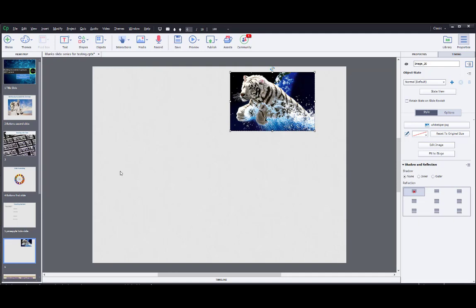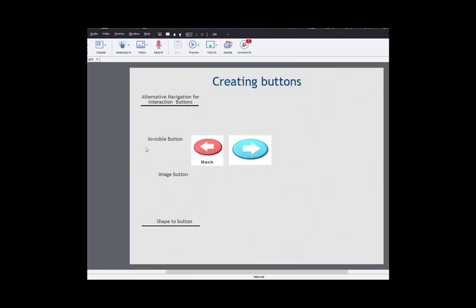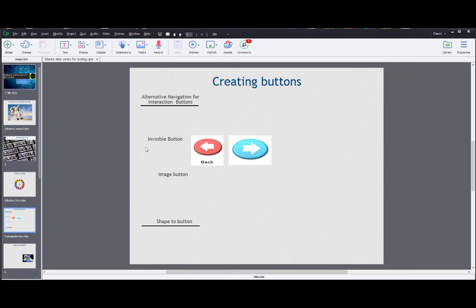Next, we're going to talk about buttons and how to make buttons accessible. Button accessibility. In Captivate 2017, you can create buttons that can add extra interaction within your slide presentation. Let's look at the basic creation of a button. You come to Interactions, click on Button. A button that's very plain is going to pop up on the screen.